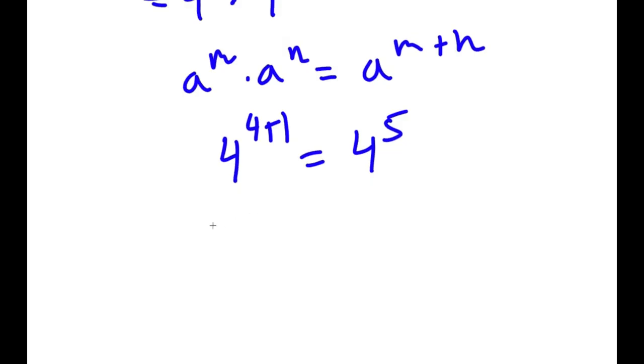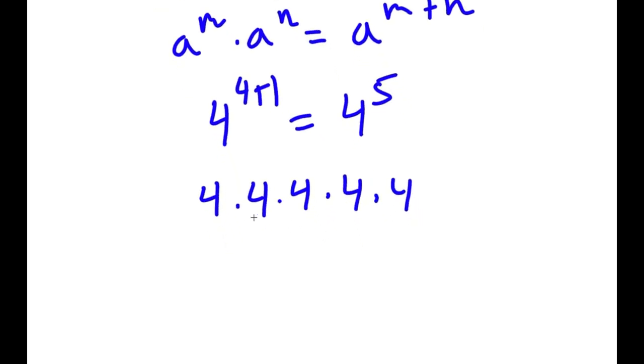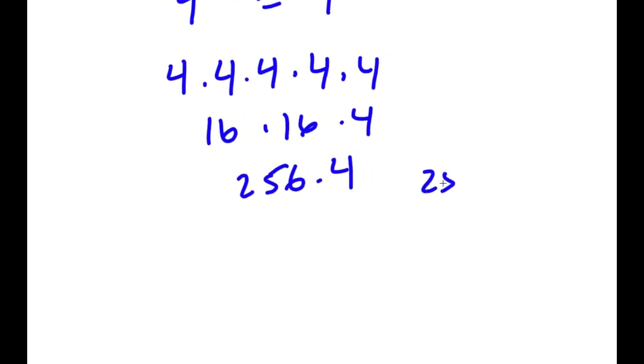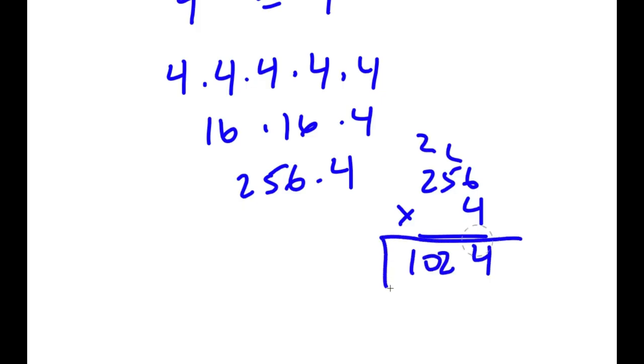And 4 to the power of 5, well, that's 4 times 4 times 4 times 4 times 4. 4 times 4 is 16, times 4 times 4 again is 16, times 4. So then 16 times 16 is 256, so I have 256 times 4. And 256 times 4 is going to be 1024.